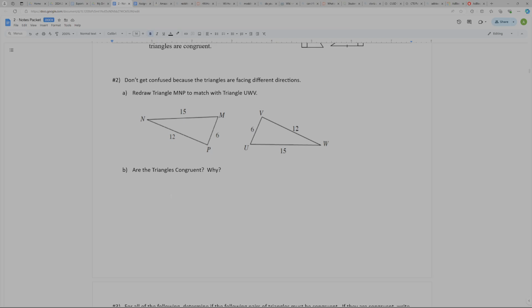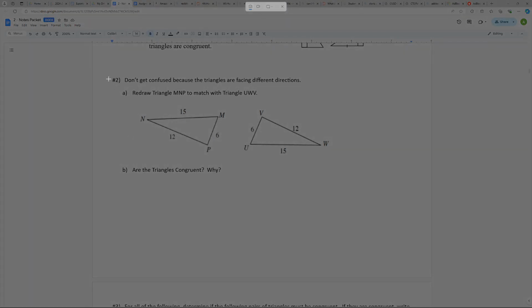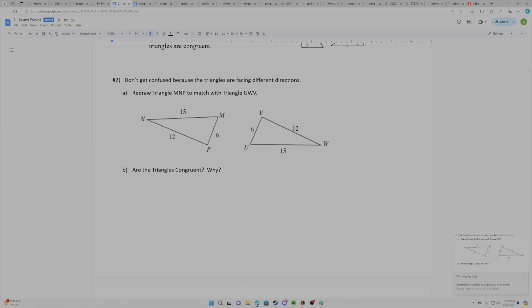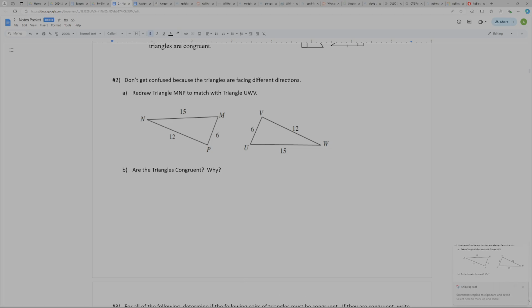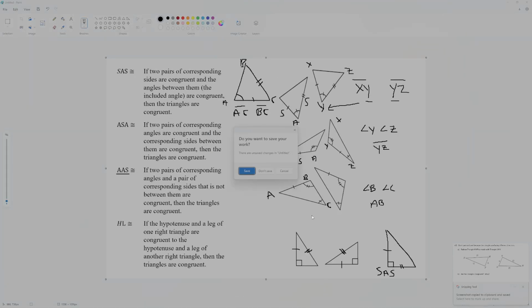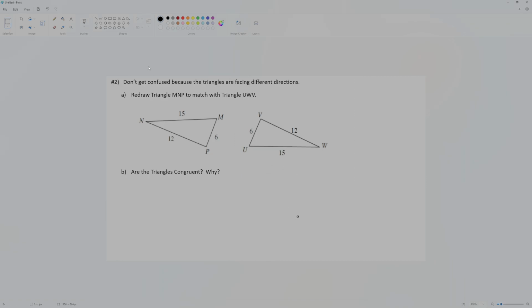Alright, so let's take a look at number 2. Number 2 in your notes packet says, redraw the triangles. So to redraw the other triangle, we'll draw it to look like this one. V is the one that's between 6 and 12, and the letter that's between 6 and 12 is P, so P would have to go on top.